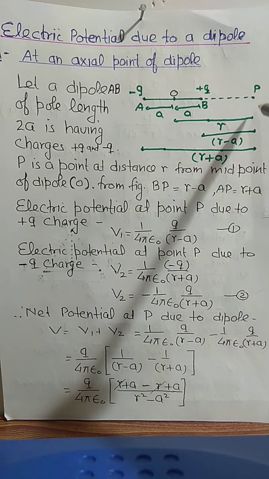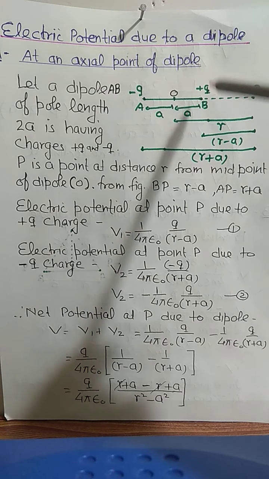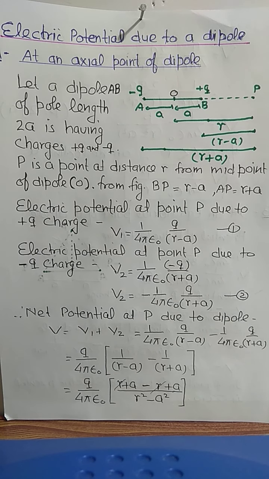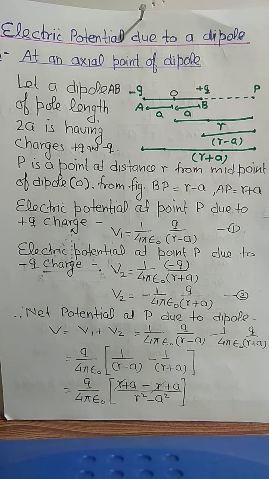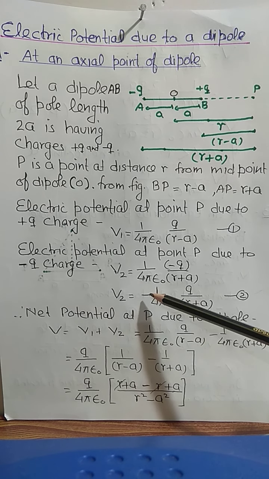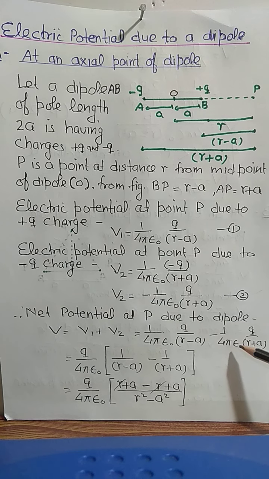Potential at point P due to this complete dipole will be the sum of potential due to plus Q charge and due to minus Q charge. And therefore from equation 1 and 2, V is equal to V1 plus V2. That is 1 upon 4 pi epsilon naught Q upon R minus A. V2 is negative, therefore minus 1 upon 4 pi epsilon naught Q upon R plus A.